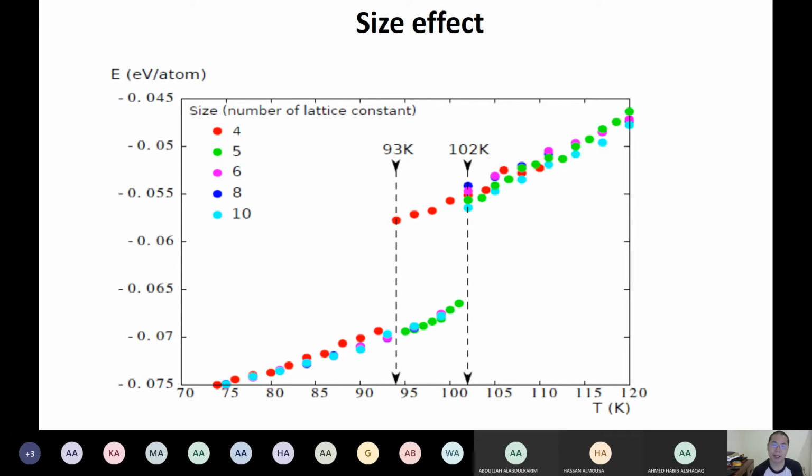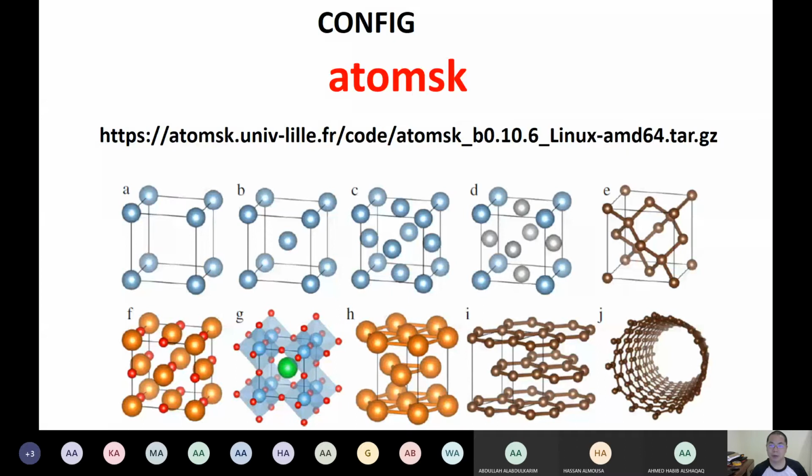As I mentioned last time, we use periodic boundary conditions, right? 4 by 4 by 4. Then if we increase the size, in each dimension we repeat 5 times, 5 by 5 by 5. Then we go 6, go 8, go 10. You will find the parameter, the critical temperature, changes, right? This is called a size effect. You need to study that. That's crucial. And next, I will tell you how to build up the model for config.